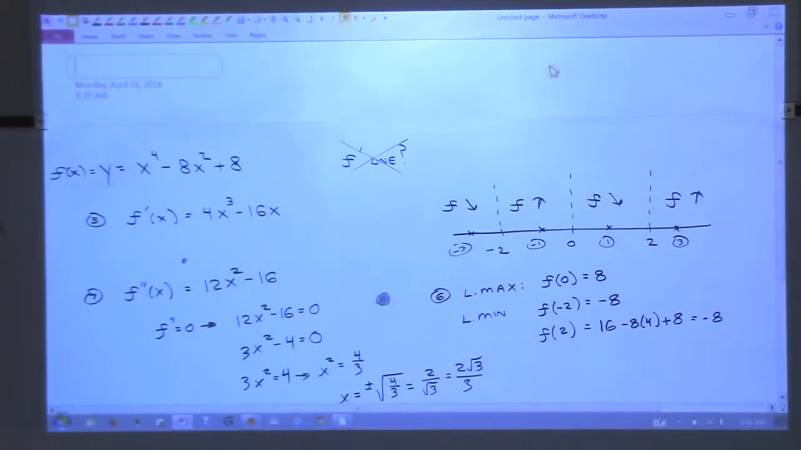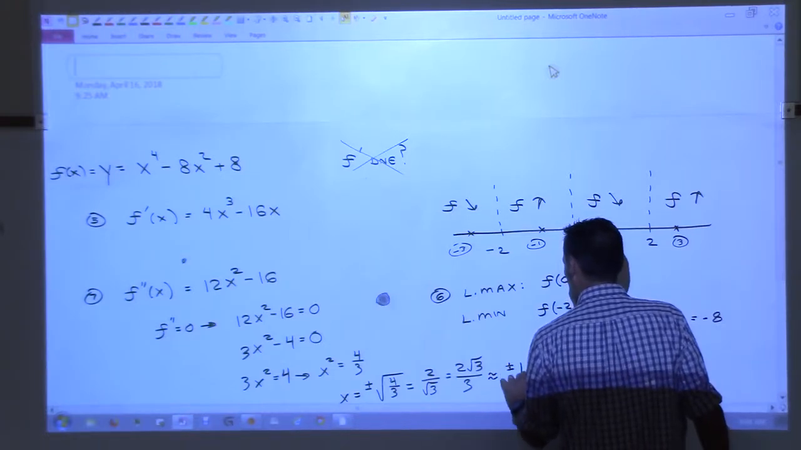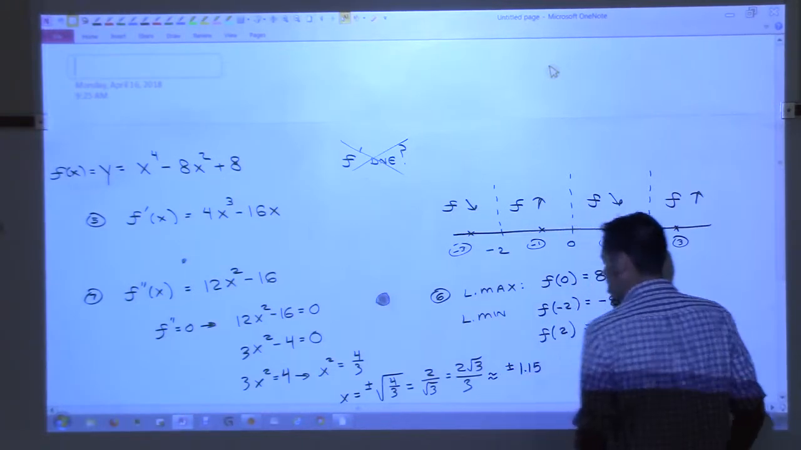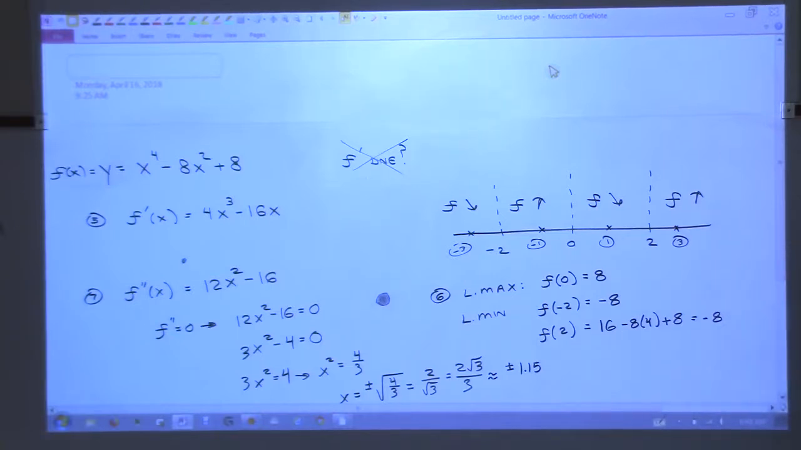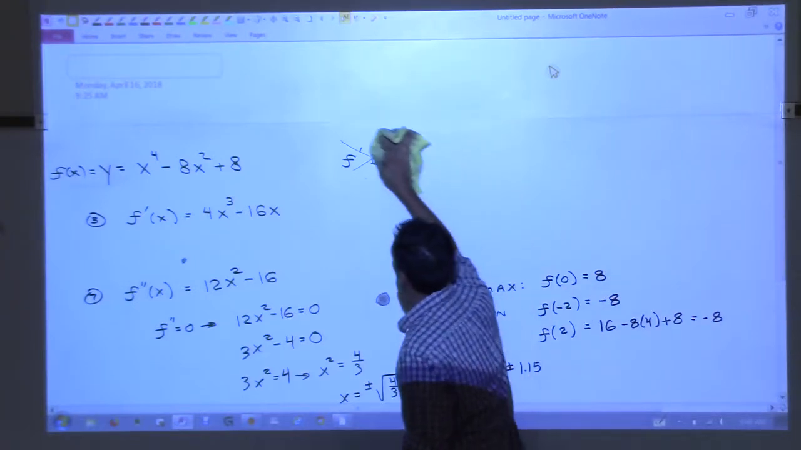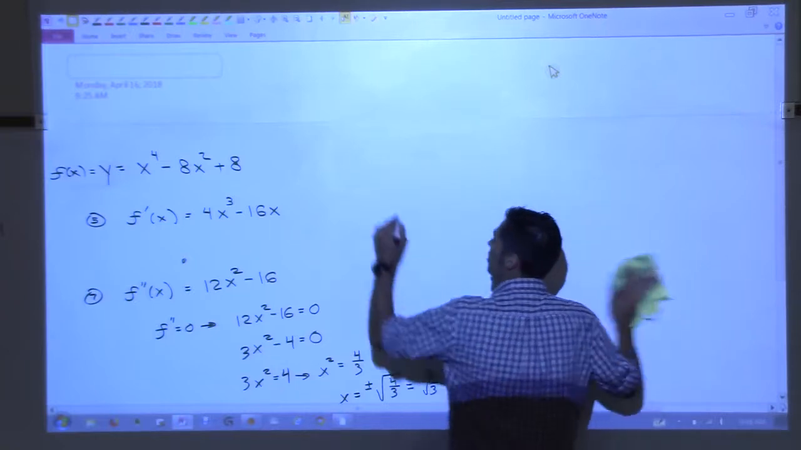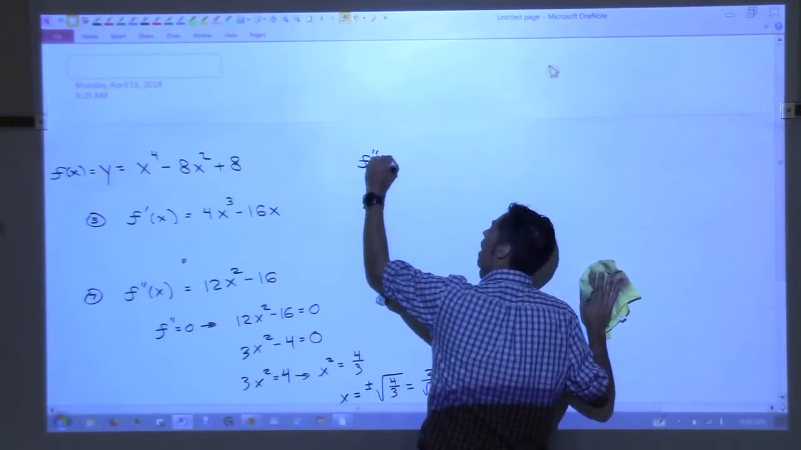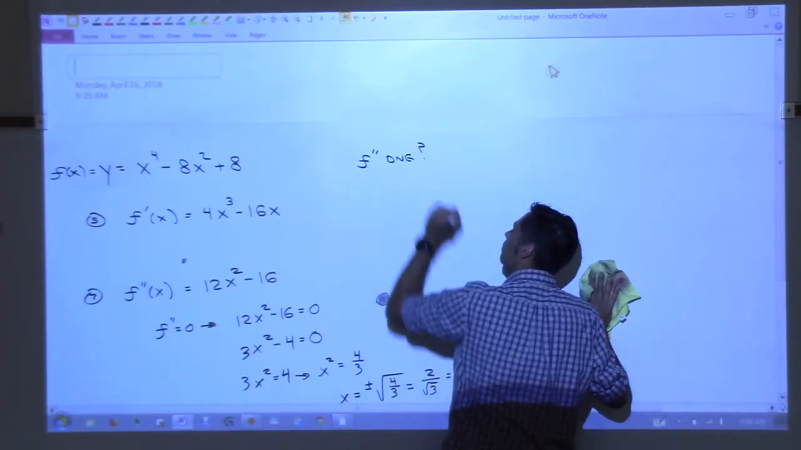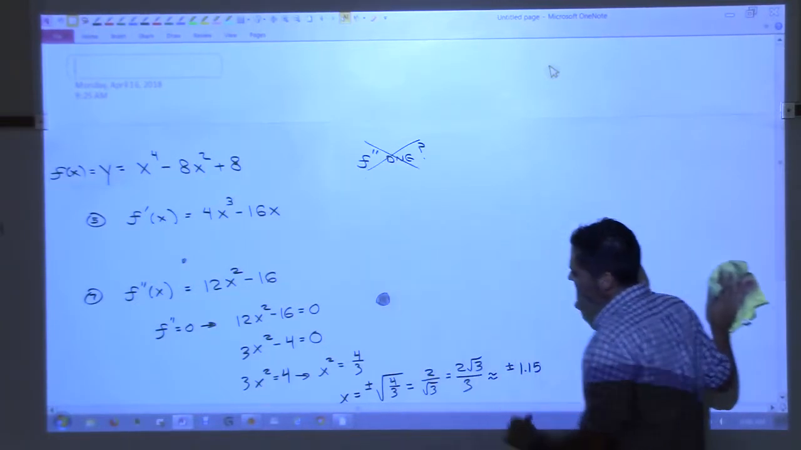(1.15-ish). So this is approximately plus or minus 1.15-ish. Keeping that in mind for later. Does the second derivative ever not exist? No, it's fine. It's a polynomial.